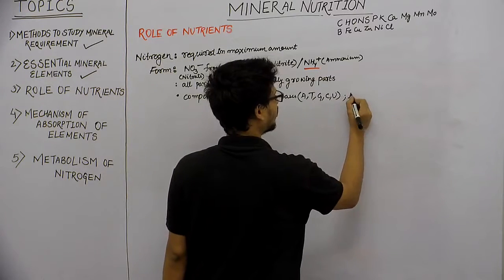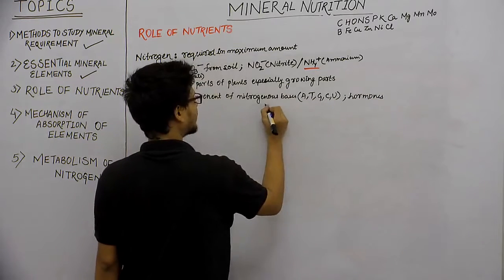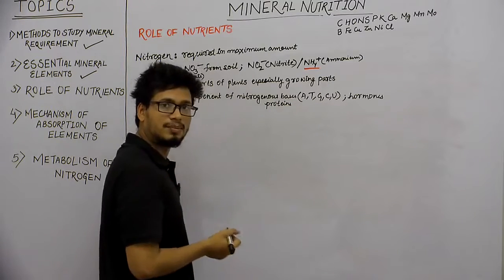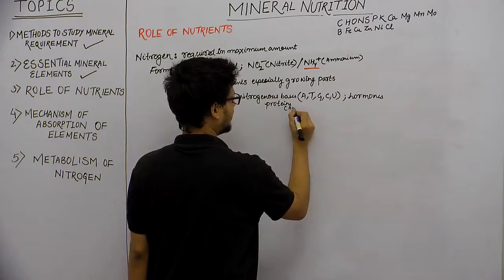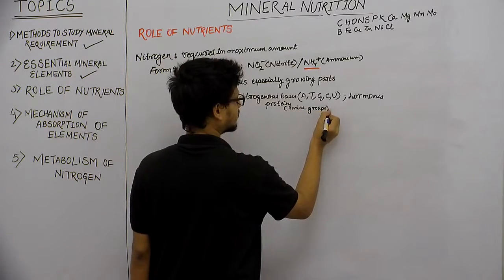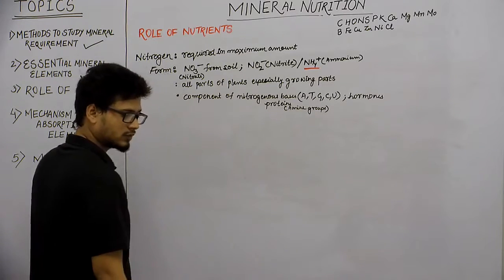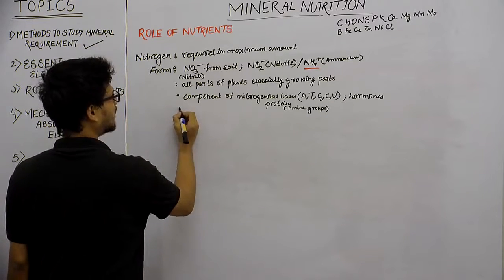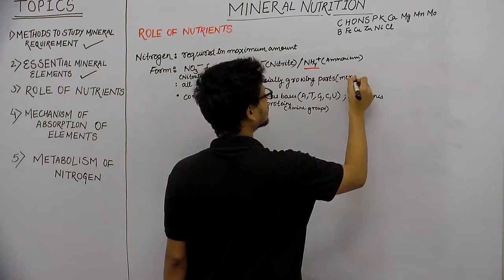They are also present in hormones, as well as in proteins in the form of amines. The amine group is in the amino acid of a protein, so in the form of amine groups. And they are required especially by the growing parts of the plant. The growing parts of the plant are the meristematic tissues.